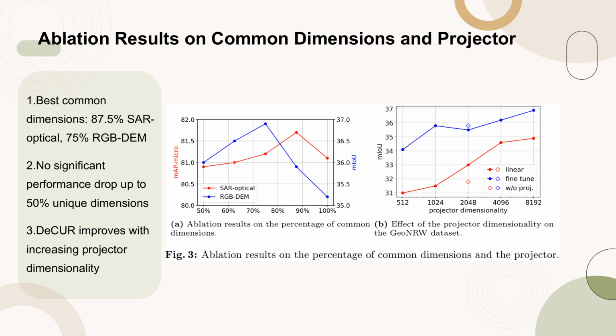Figure 3 presents ablation results, focusing on the percentage of common dimensions and the effect of the projector. The best percentage of common dimensions is identified as 87.5% for SAR optical and 75% for RGBDM, indicating more valid modality-unique information in orthophoto and elevation models. Interestingly, there is no significant performance drop even when decoupling up to 50% unique dimensions, suggesting the sparsity of the common embedding space. Additionally, DeCUR shows continuous improvement with increasing projector dimensionality, highlighting its effectiveness in enhancing representations.